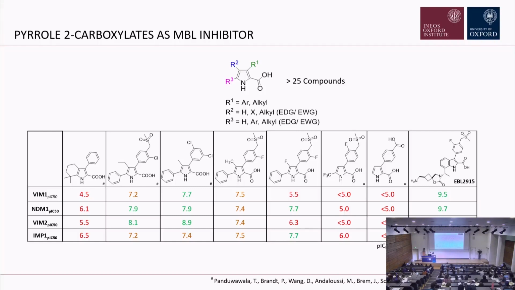And from this pIC50 table, we can see that a phenyl group at the R3 position and a methyl group at the R2 position help to give better activity of pyrrole 2-carboxylate. Although none of these compounds were as good as EBL2915, further development in the design of pyrrole 2-carboxylate is still in process in our lab.